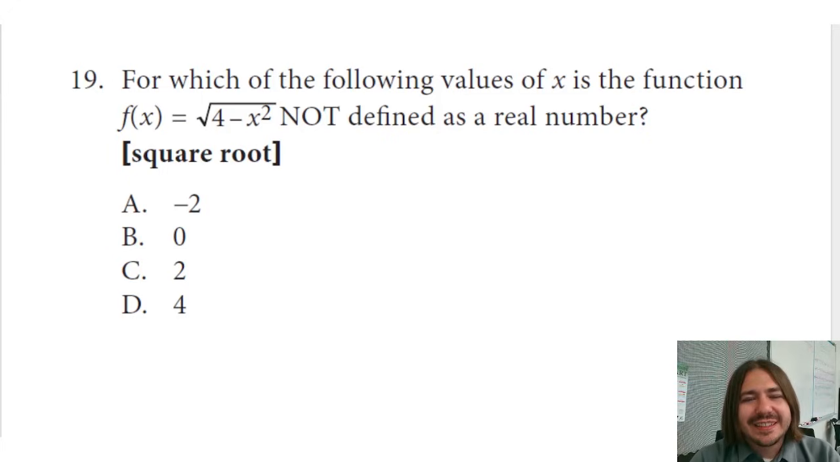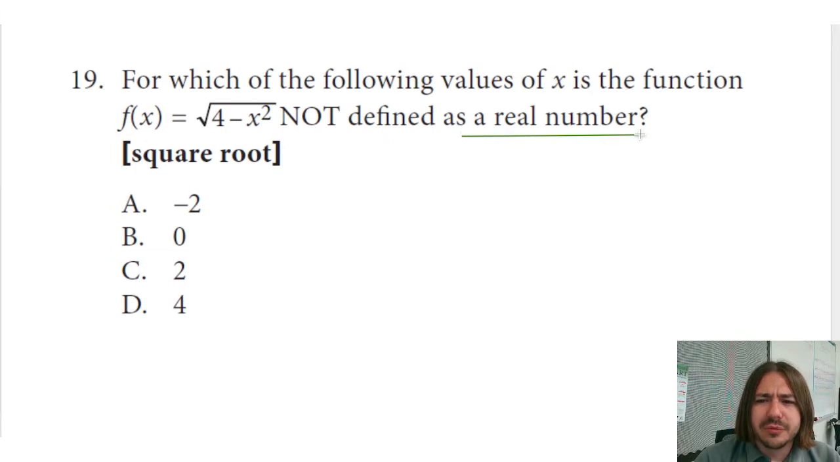Hey y'all, welcome back. Number 19 says, for which of the following values of x is the function f of x equals the square root of 4 minus x squared not defined as a real number? So you might be thinking, well, if it's not a real number, what is it? Like what other kinds of numbers are there? There's a whole other branch of numbers called imaginary numbers, and these imaginary numbers come from trying to take the square root of a negative number.